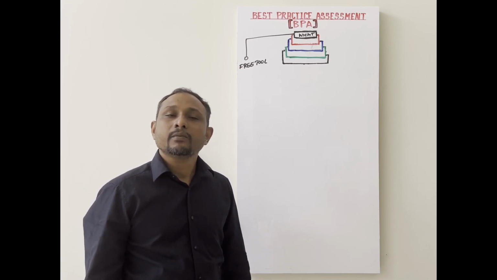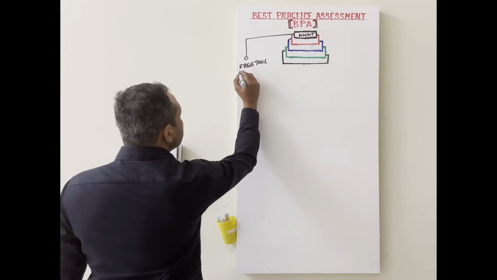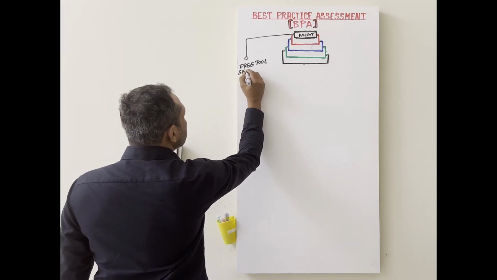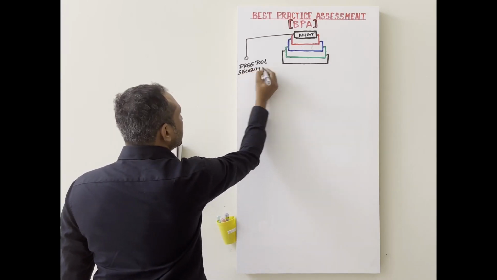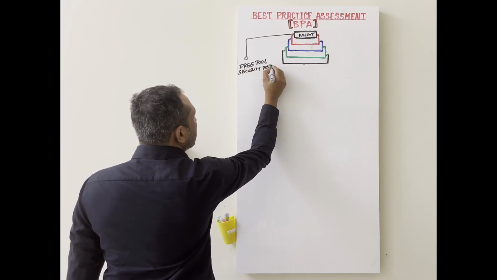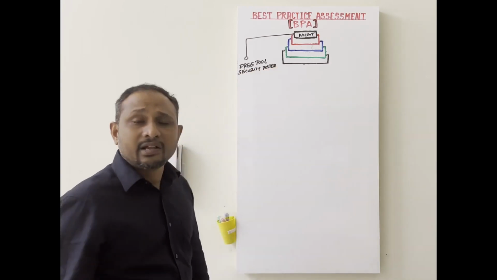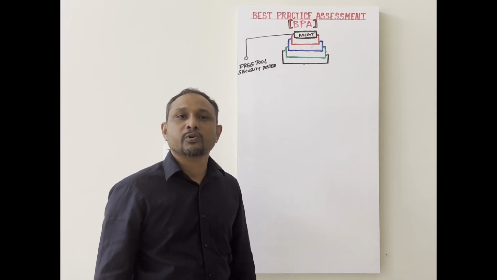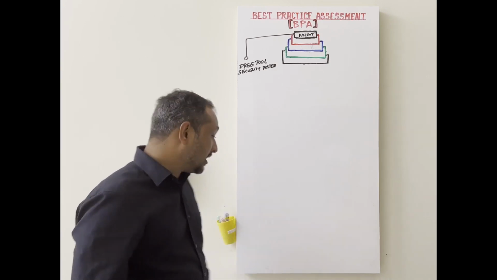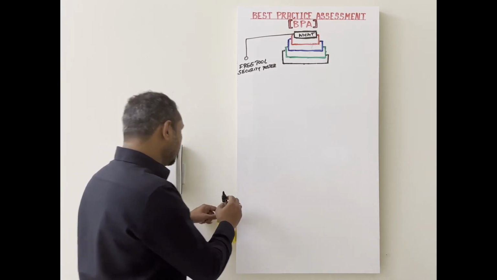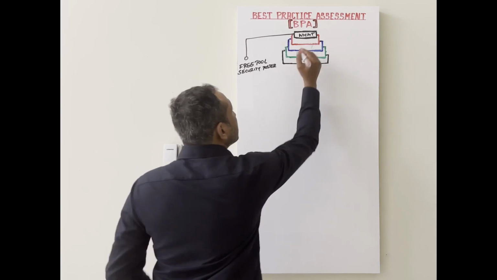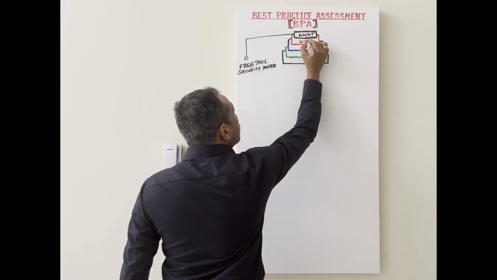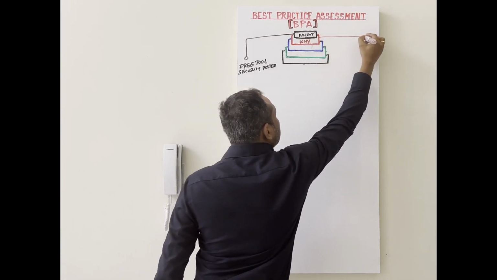So in general, BPA is a security posture analyzer. It has over 200 best practice checks that are used to identify the gaps in your security that would cause exposure to attack. Now let's see why we need BPA.